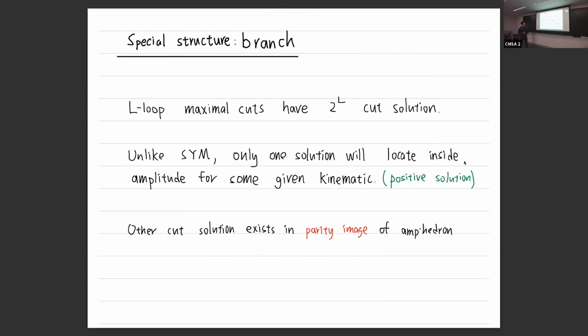Finally, there's a very special structure in ABJM, that's the branch. So at L loops, the maximal cut will have 2^L cut solutions. But unlike in super Yang-Mills theory, in ABJM only one maximal cut solution will be inside the positive region we define. So we try to find the region such that all the cut solutions are located in it.